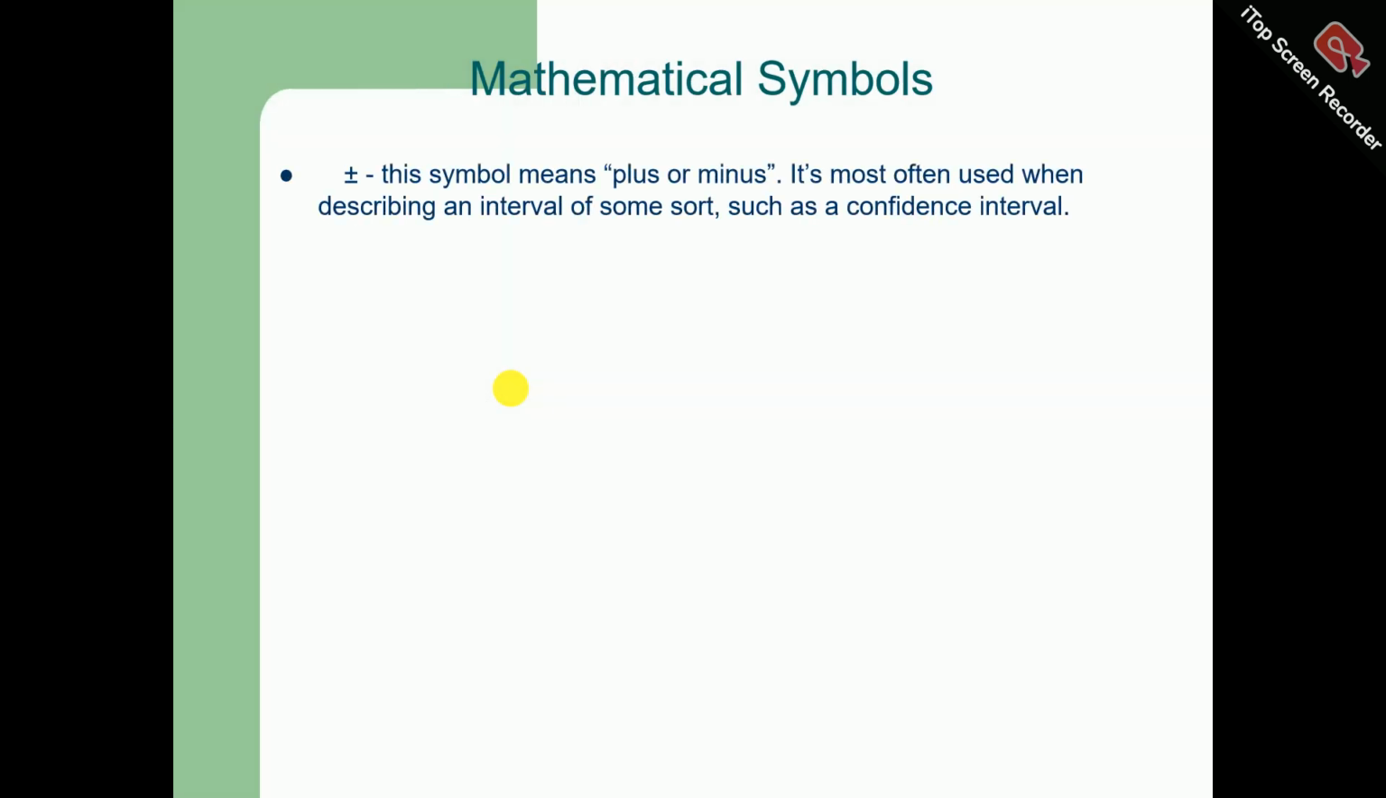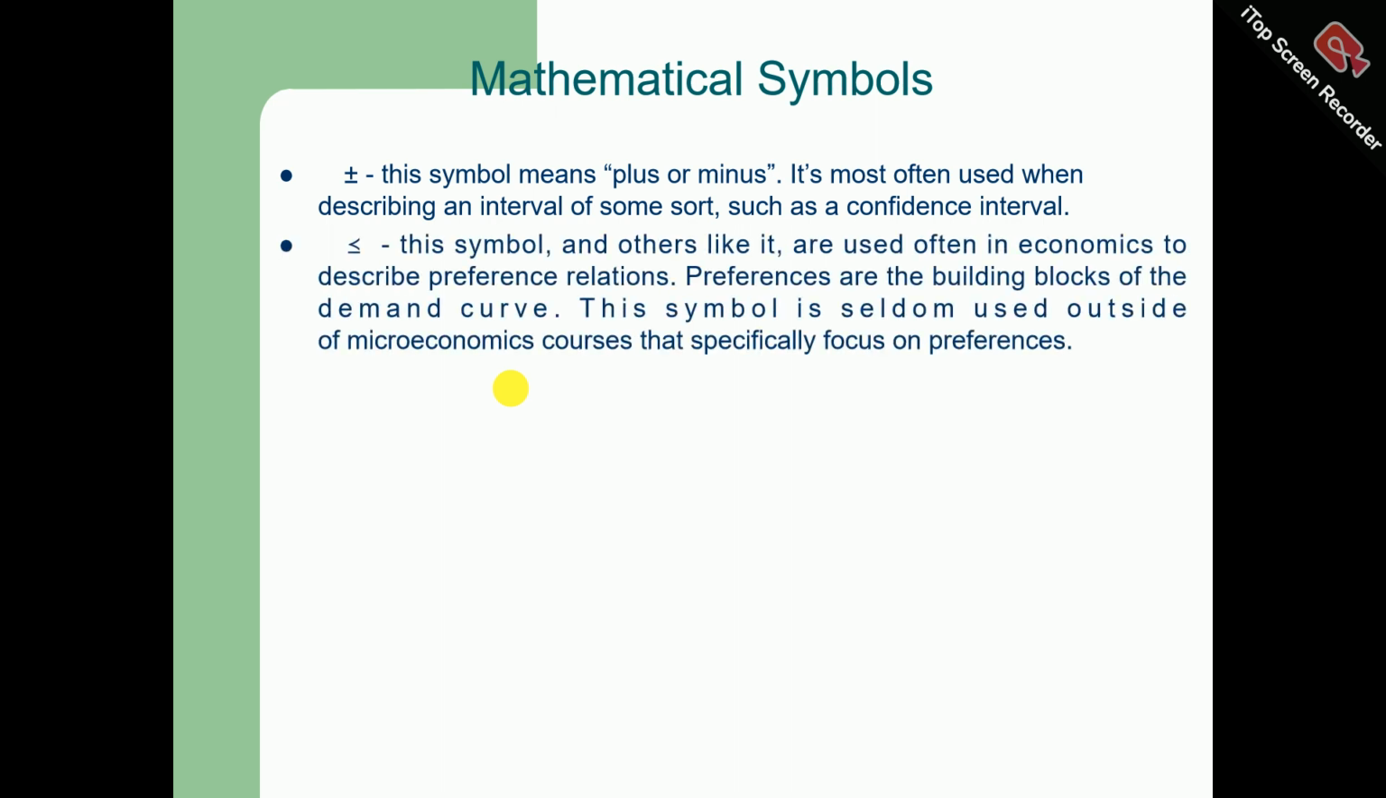Let me start with some mathematical symbols. This symbol means plus or minus. It is most often used when describing an interval of some sort, such as a confidence interval. So, plus minus includes both plus and minus. This symbol, less than or equal to, and others like it are used often in economics to describe preference relations. And this relation means at least; this means less than or equal to. Preferences are the basic building blocks of demand theory. This symbol is seldom used outside of microeconomic courses that specifically focus on preferences.